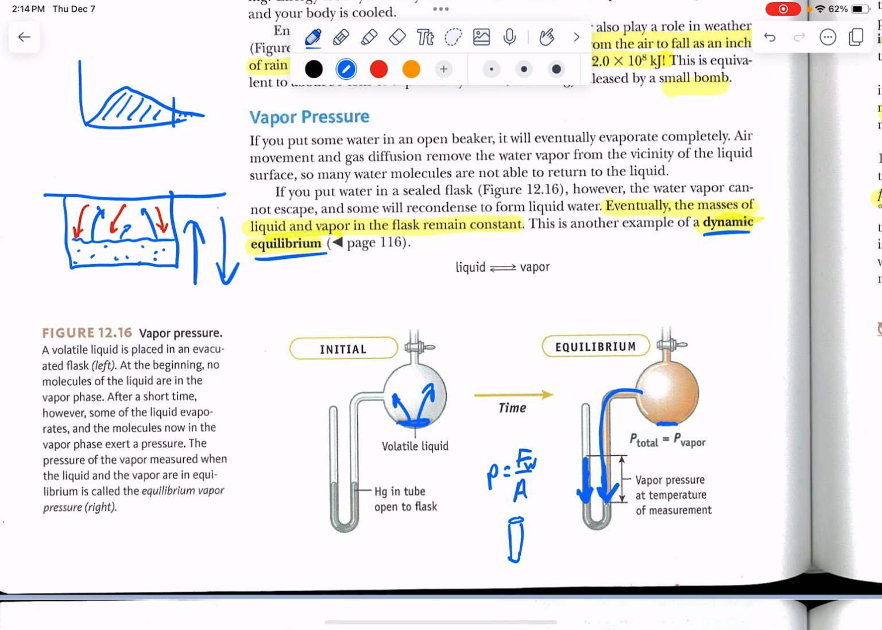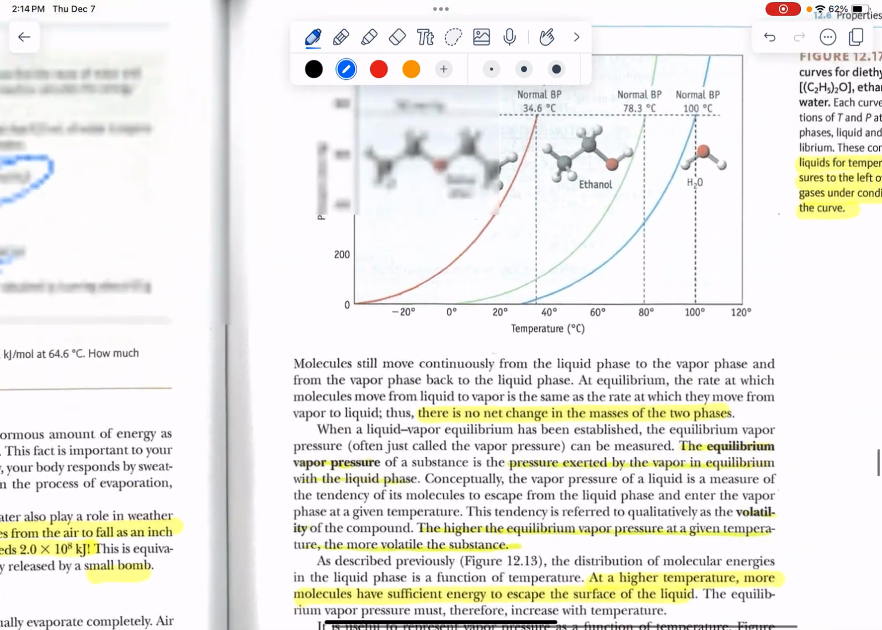And now no more of this liquid is going to evaporate. Now, to be technically correct, some of it will evaporate, but you're going to be in equilibrium, so some of the evaporated stuff will go back into the liquid, and the amount there will stay constant. So this is a physical dynamic equilibrium.